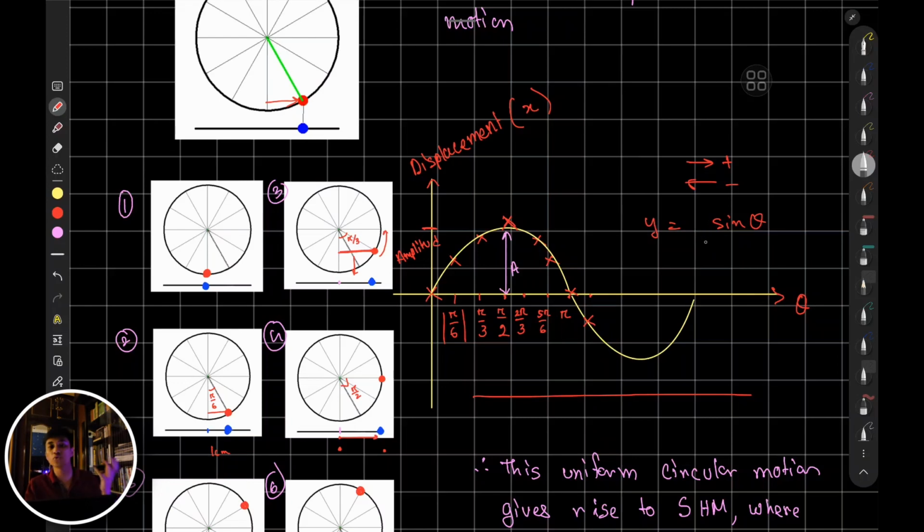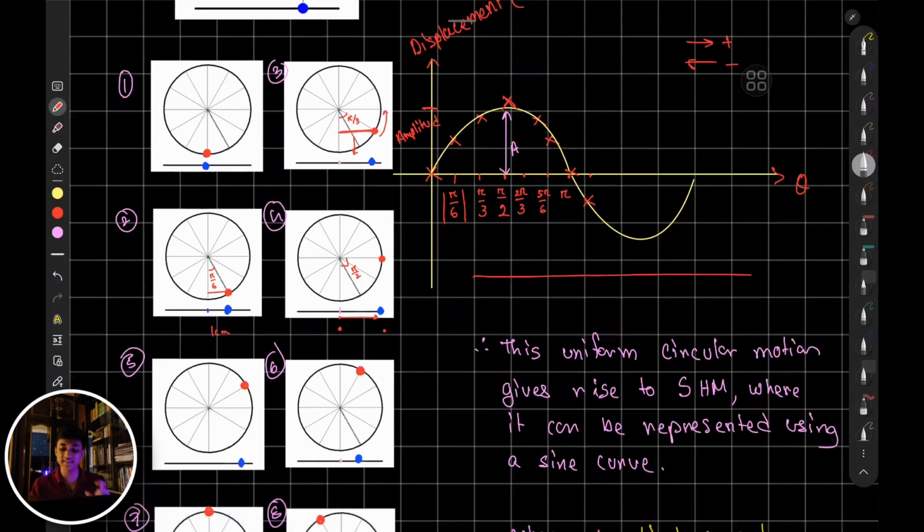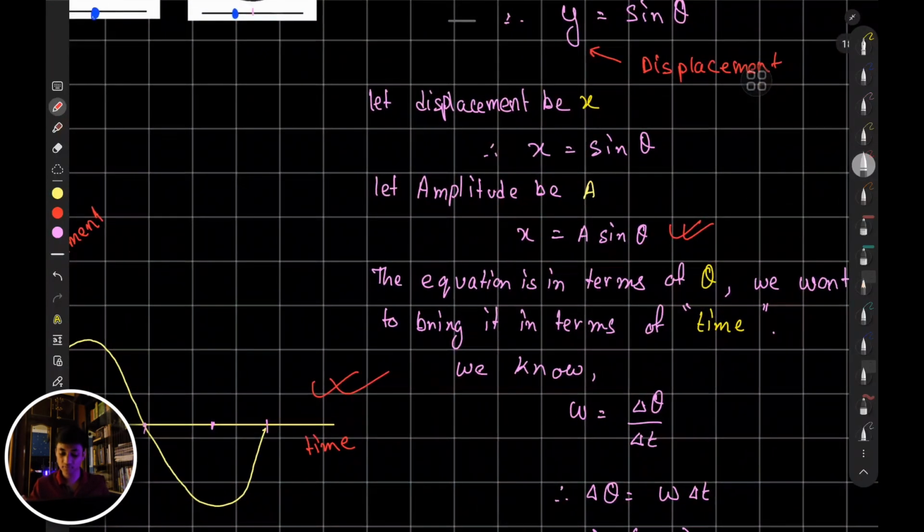Since we do not know the amplitude and it's going to vary for different curves, we are going to denote it as a. y is equal to a sine theta. So we get x is equal to a sine theta. Why? Because we have changed y into x. Great. So x is equal to a sine theta. That is the equation we get as of now.